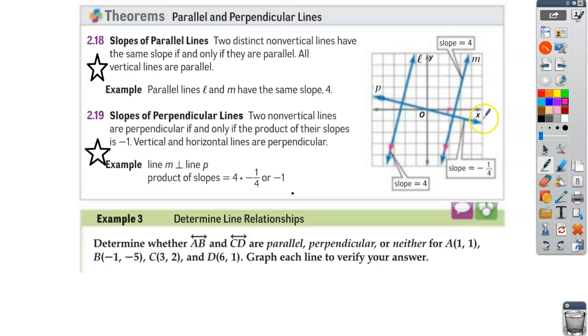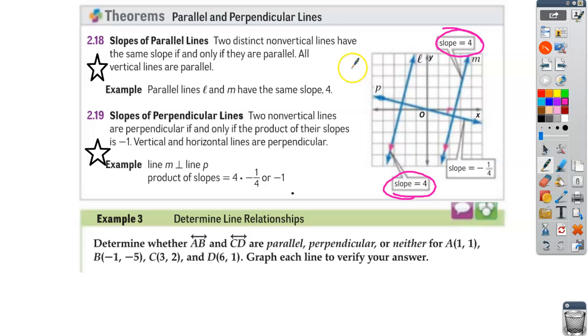So, slopes of parallel lines. These are some more theorems relating back to the proofs unit. Parallel and perpendicular lines. Two non-vertical lines are parallel if and only if they have the same slope. All vertical lines are parallel. If you look here, line L and line M both have a slope of 4, so they are parallel lines. Parallel lines never intersect. If they have the same slope, if they're moving at the same rate, they will never, ever, ever cross.